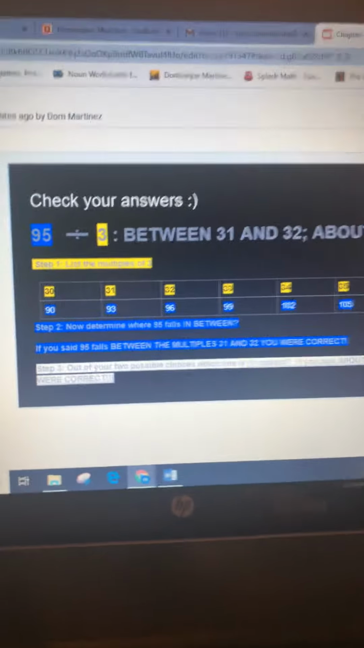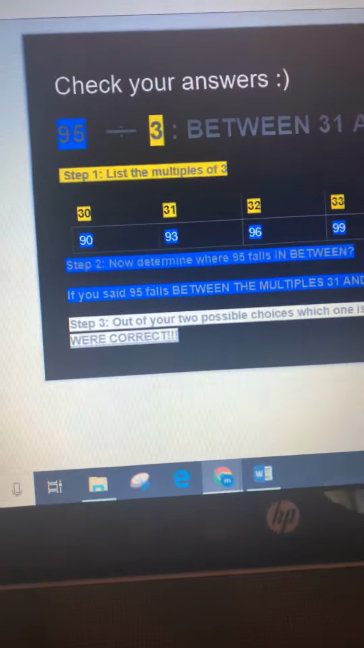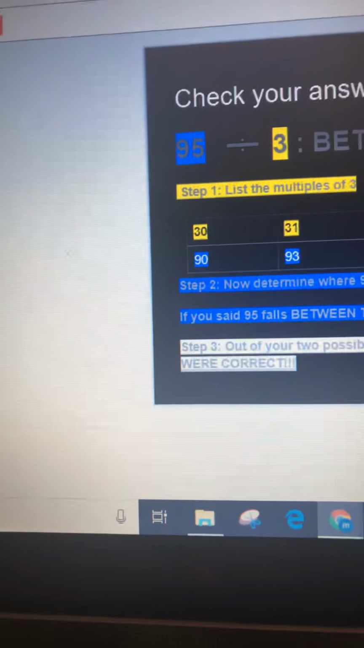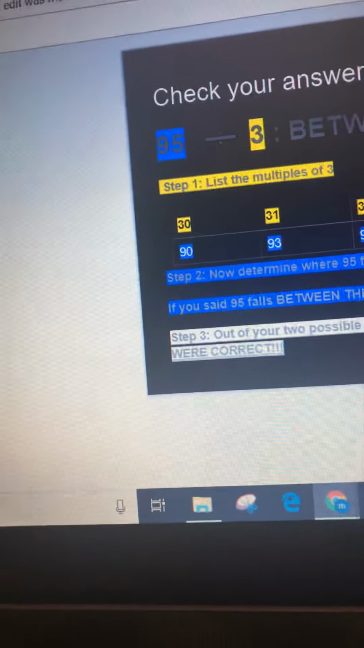Now let's move on to 95 divided by 3. Okay, so once again, this is a little bit bigger number, especially for the 3 multiples. So let's double check how we would figure this out. Let me erase my board really quick. Sorry if my camera's moving around. Okay, so your answer should have been between 31 and 32, about 32.